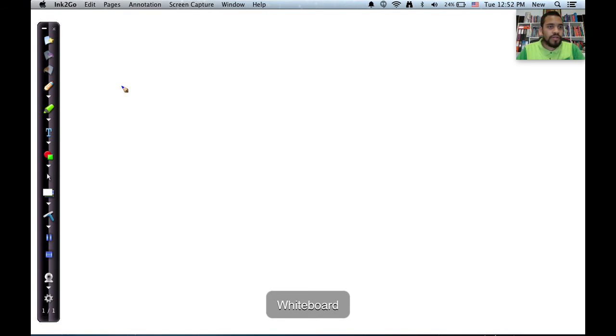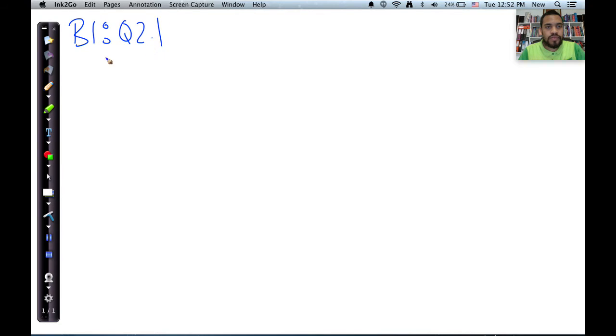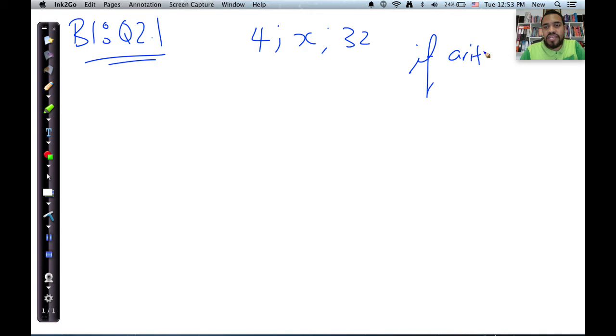Okay, so there's a whiteboard, and we are again looking at question number 2.1 in question paper B1. Right. So what do we have over there? Well, they give us a sequence, and they tell us the sequence is 4, x, and 32. Now, in question 2.1, they want you to calculate the value or values of x if the sequence is 1, arithmetic, and 2, if the sequence is geometric.